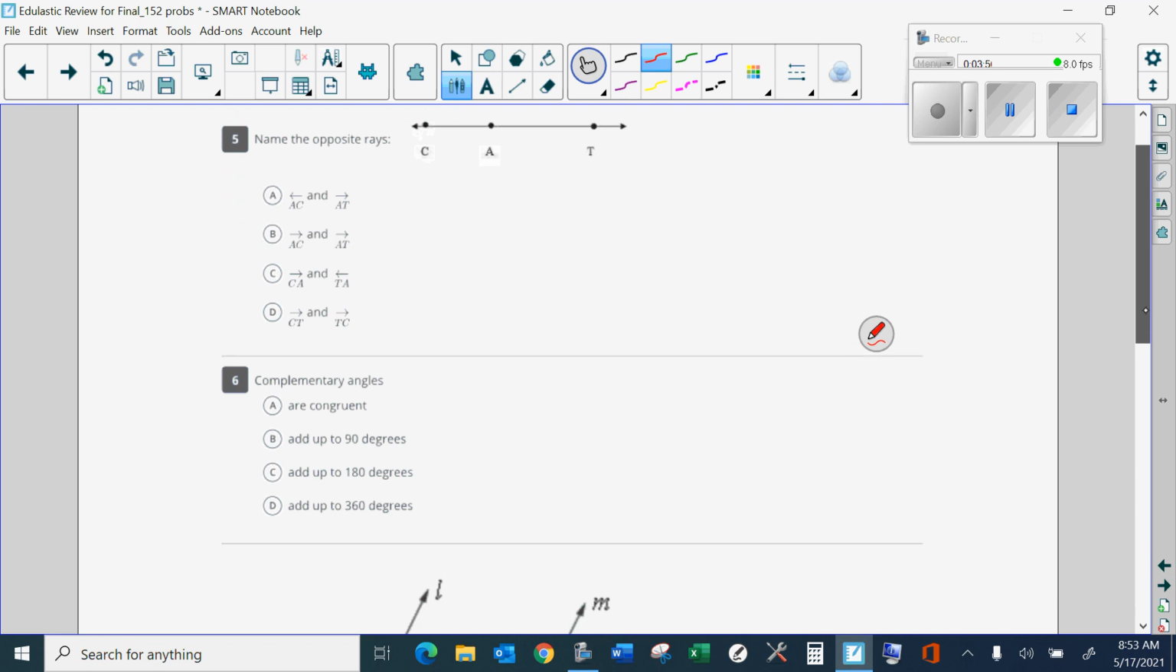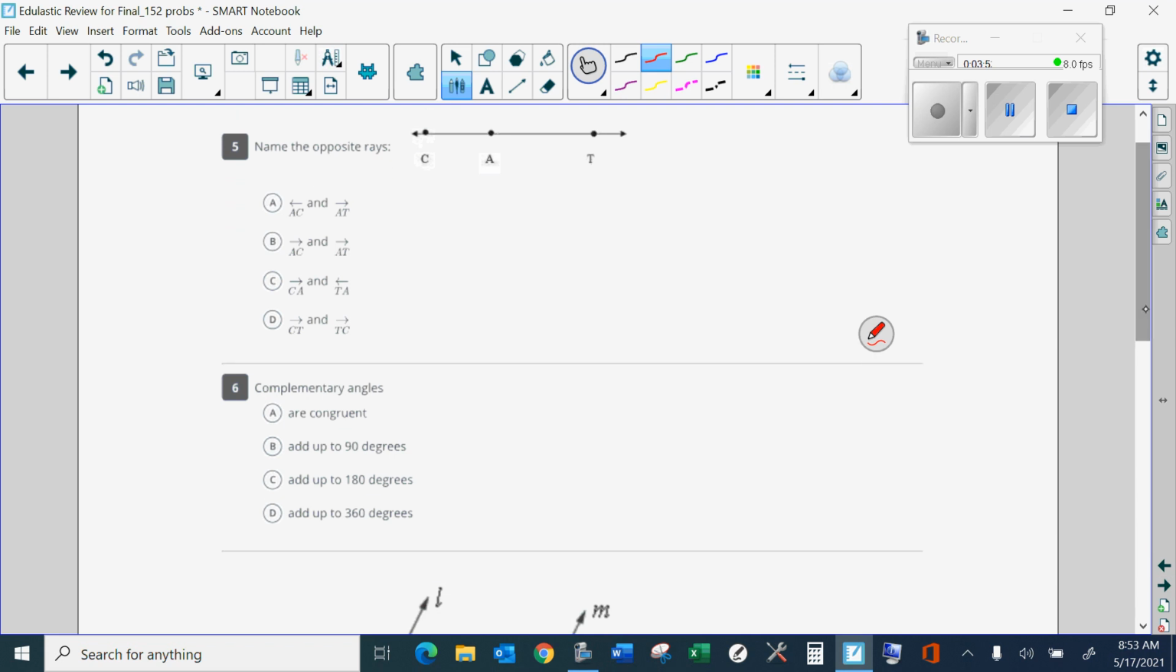Name the opposite rays. Remember, opposite rays share a common endpoint, and they go in opposite directions. The only one you can have a common endpoint is A. So you have this ray, which is ray AC, and this ray, which is AT. When you do rays, the endpoint must be above the A. Notice this endpoint is above C, it wipes that out. This endpoint's above A, this endpoint's above A. So AC and AT are correct right there. This endpoint is above C, can't be. This endpoint's above C, can't be.